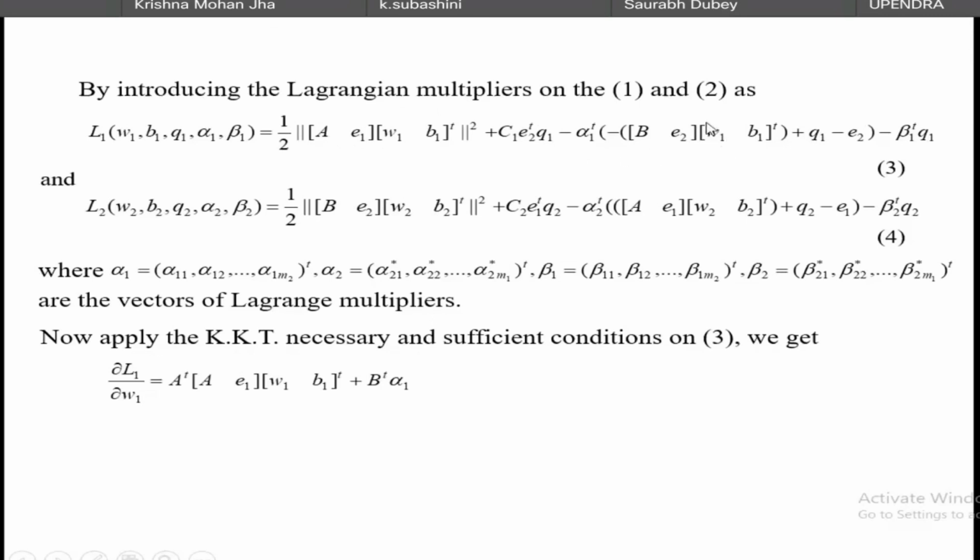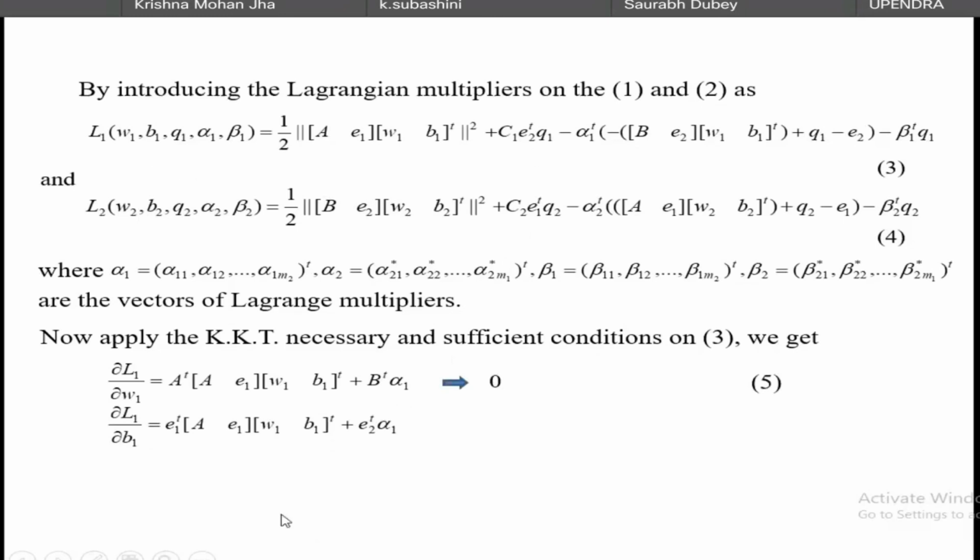if you find out with respect to this W1, obviously this minus alpha 1 transpose minus this B will become, okay. So obviously B is nothing but, because this is B W1, when you take the derivative with respect to W1, this will become B transpose and this will become alpha 1. So what you will get is plus B transpose alpha 1. Okay. In the same manner we equate to 0.